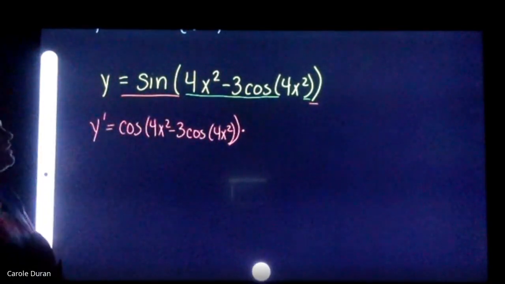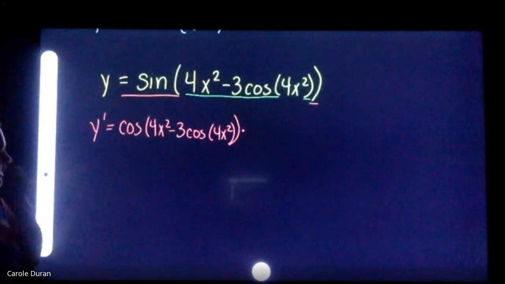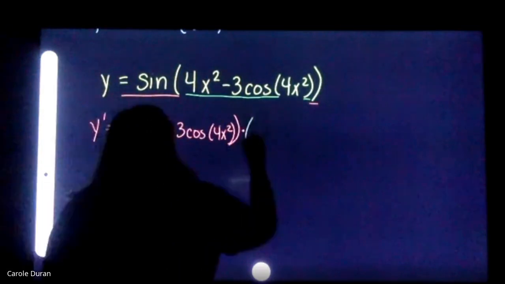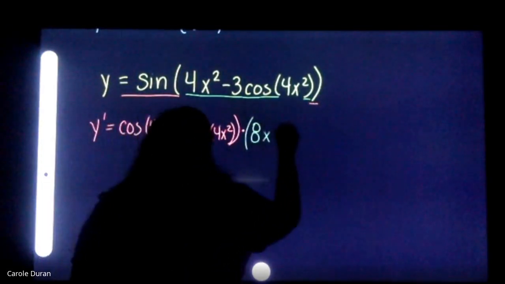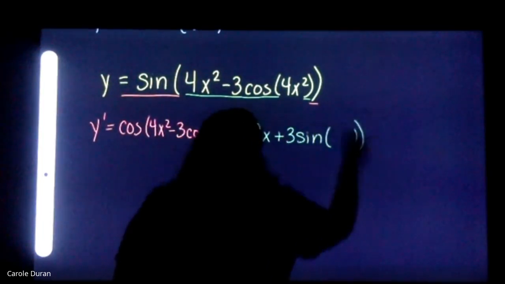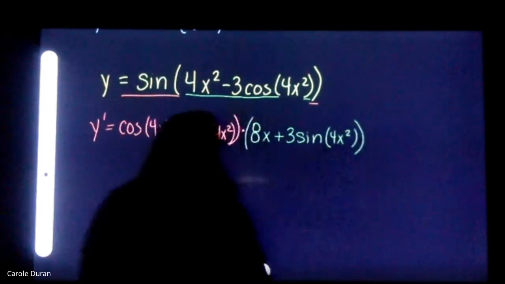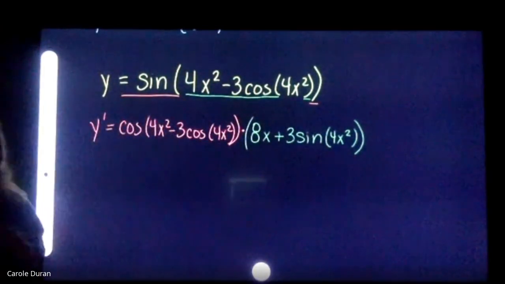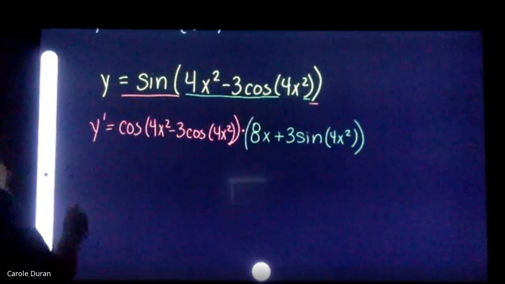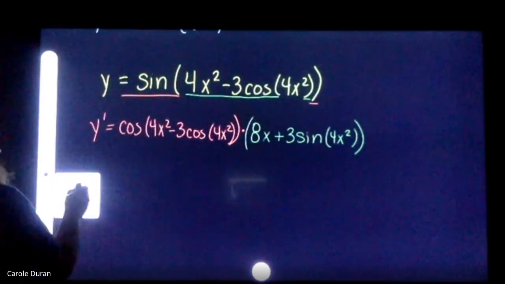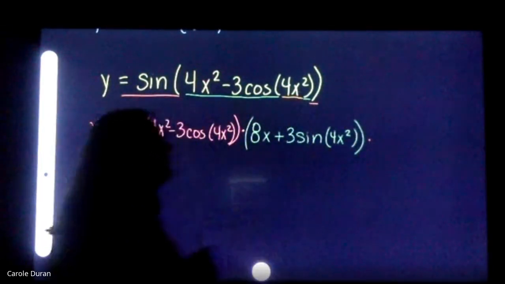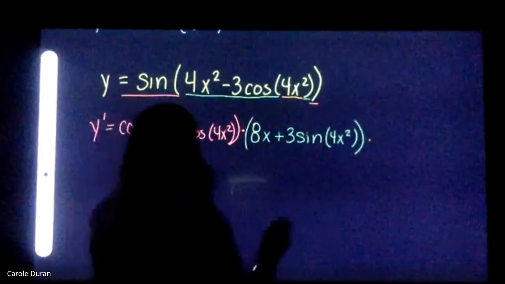My inside function is 4x squared minus 3 cosine of parentheses. So then the derivative of that is going to be 8x plus 3 sine of whatever is in that parentheses. It became plus because the derivative of cosine is negative sine, so minus a negative became a positive. And then times the derivative of the very inside of the function, and the derivative of 4x squared is 8x.